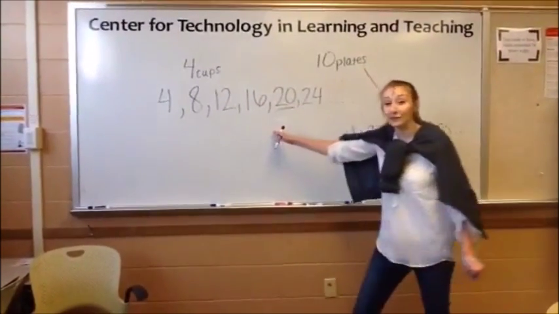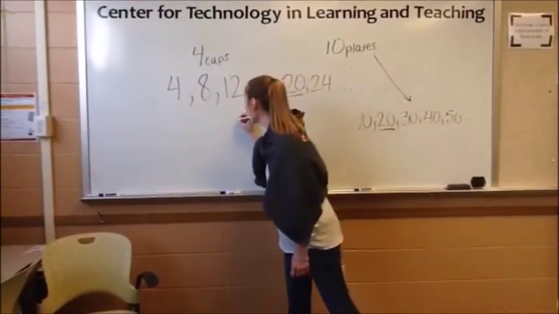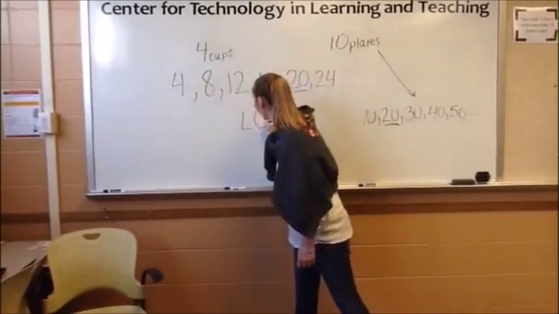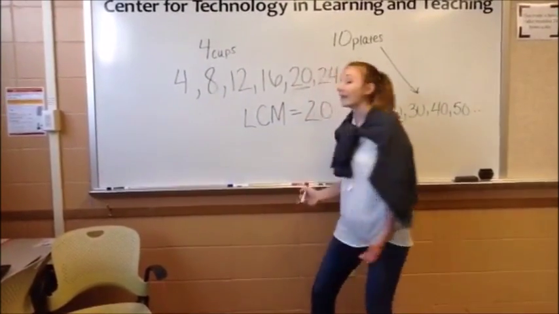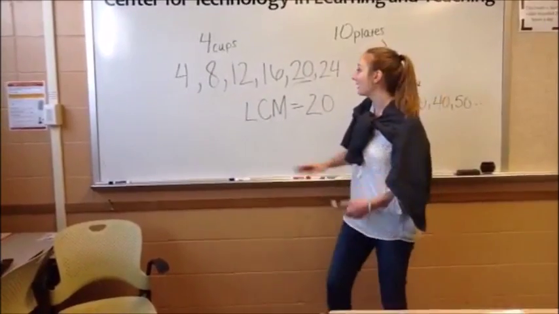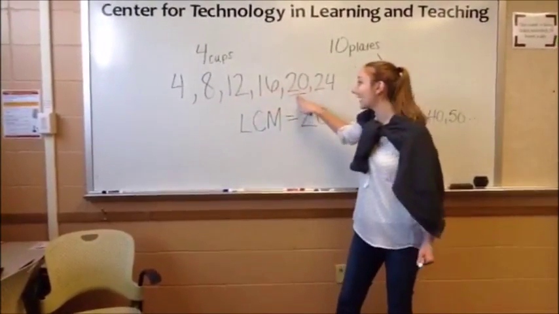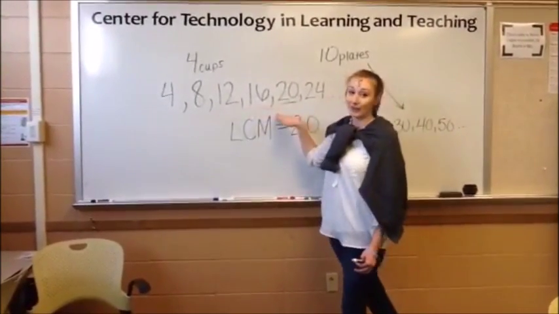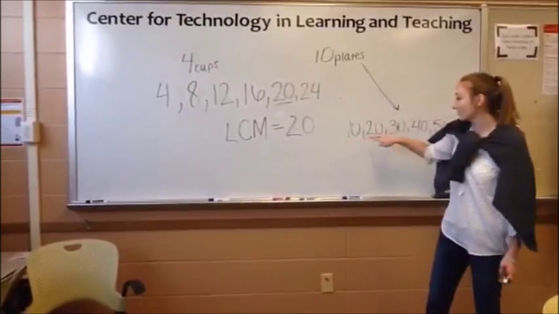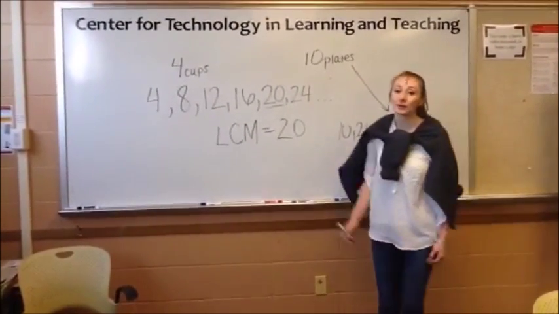So now that we know 20 is common in each of them, we know that our least common multiple, or our LCM, is equal to 20. That means my friend needs to buy 5 packages of cups, 1, 2, 3, 4, 5, because 4 cups come in each package, and 2 packages of plates, so that he has the same number of each item.